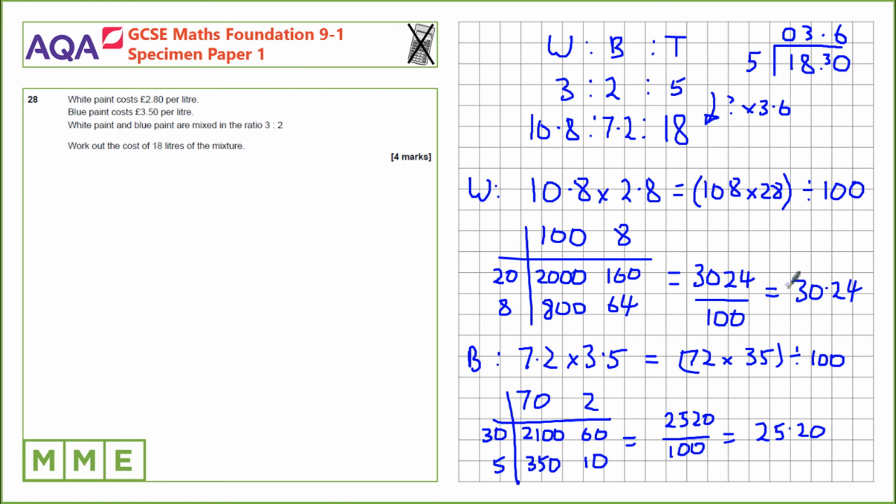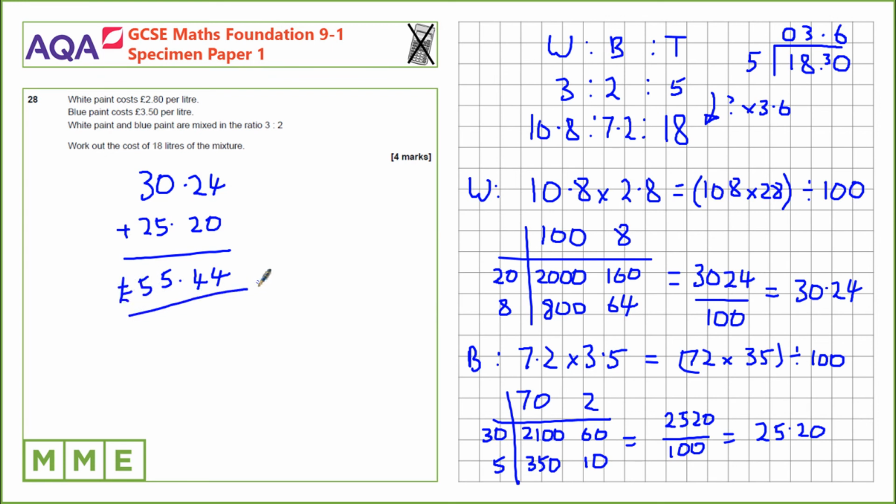Finally, we just need to add up these two costs, so we have £30.24 plus £25.20, which is £55.44.